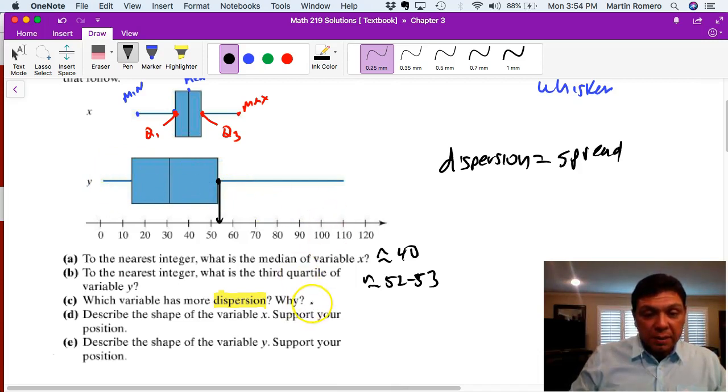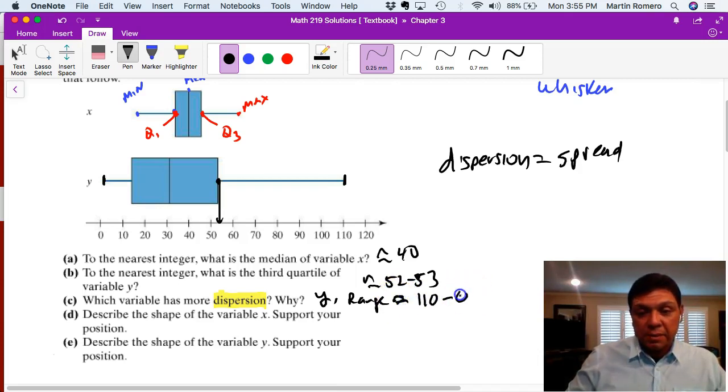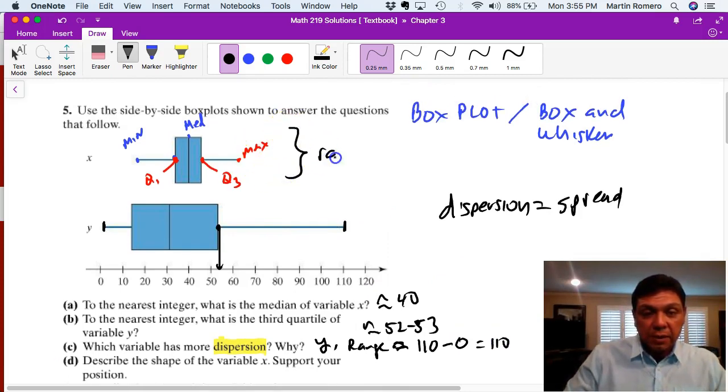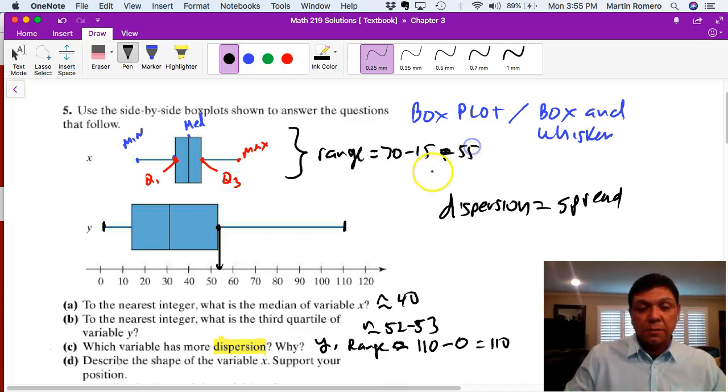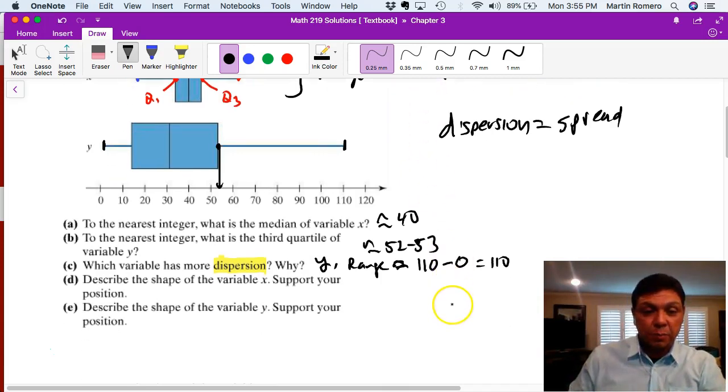And I would say in this case, variable y has more spread. You can see that because of the range of values. The range is equal to, if you look carefully, from 0 to 110, approximately 110 minus 0, which is 110. Compared to that, if we look at the range here, it's somewhere from 15 to 70, or approximately, again, these are approximate values since I don't have the exact values, 55. So y has more dispersion.